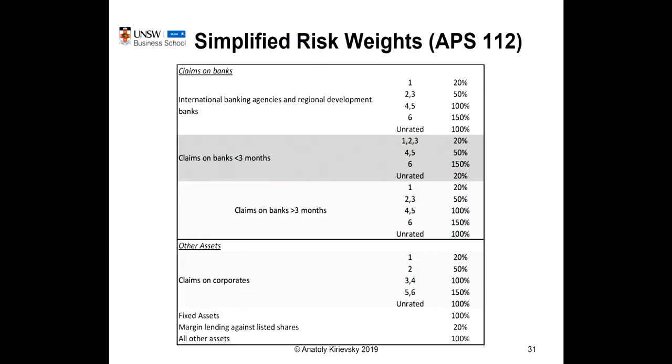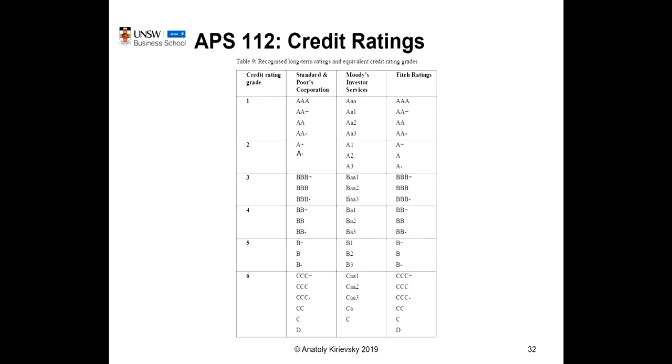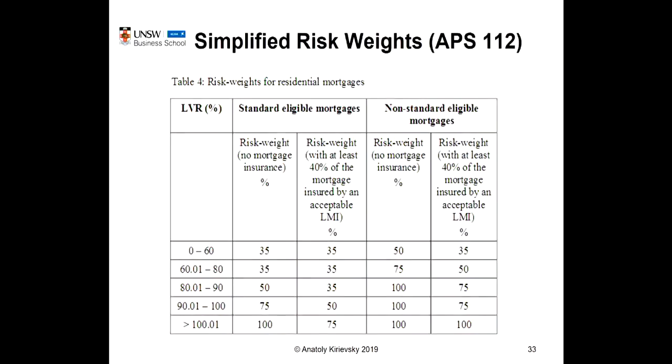Then you've got claims on corporates. So claims on corporates is our claims on any lending, any exposure to corporate clients. So again, 20%, 50%, etc. Fixed assets is 100%. Margin lending against listed shares 20%. All other assets 100%. So fairly straightforward. The ratings we covered.